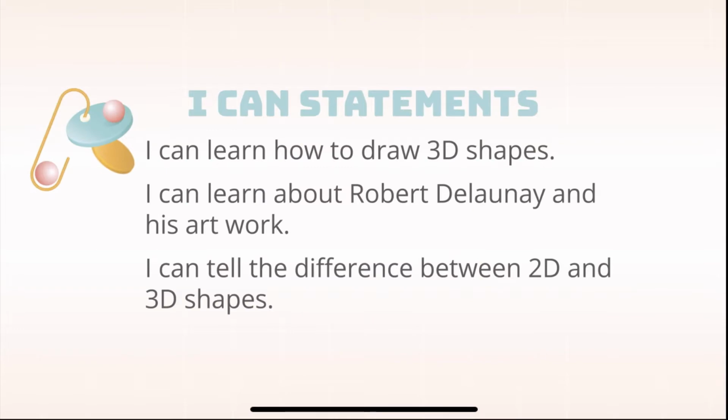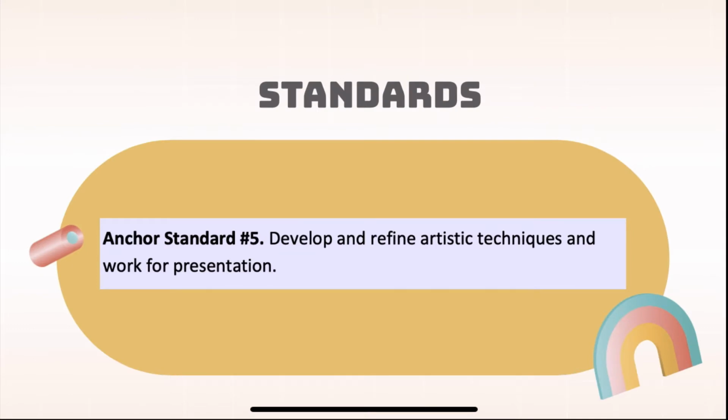All right, and our I can statements for this week are: I can learn how to draw 3D shapes. I can learn about Robert Delaunay and his work. And I can tell the difference between 2D and 3D shapes, which I know we all can, so great job, guys. All right, and the standard that we're focusing on today is standard number 5.